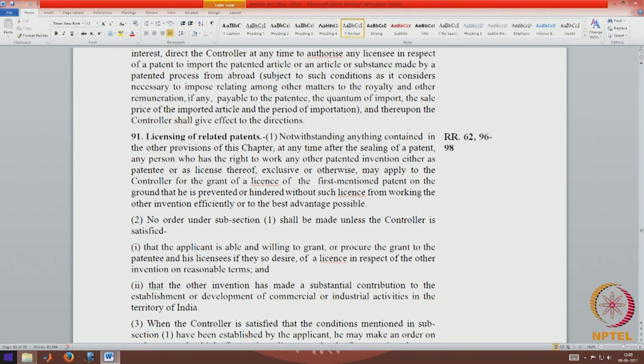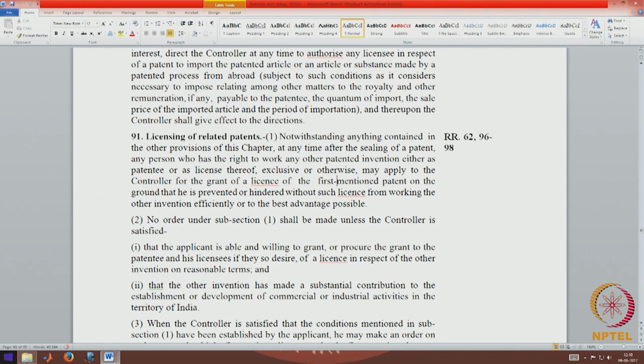It's a different type, the grounds are different, the operation is different, and even the way in which you get a license, the reasons for which you get a license are also different. Apart from 84 and 91, we have 92 and 92A. So these 4 categories comprise the 4 different types of compulsory licenses that can be granted under the Act. So now let's look at section 91.